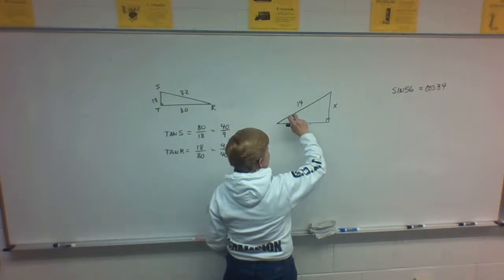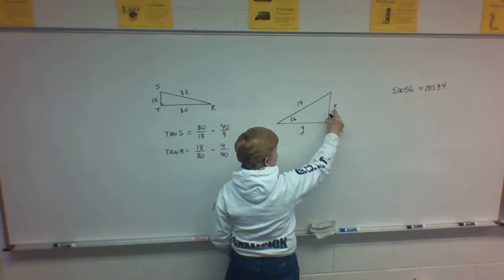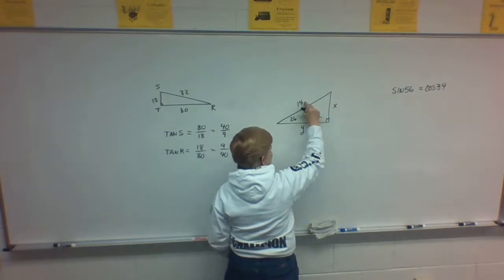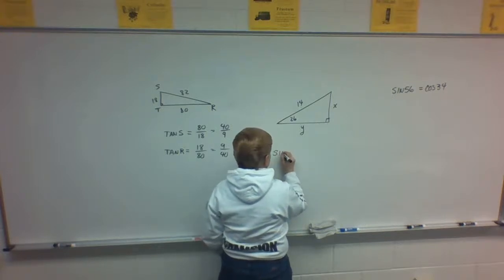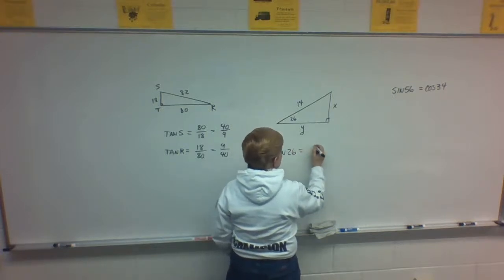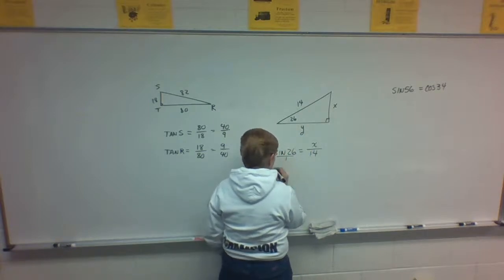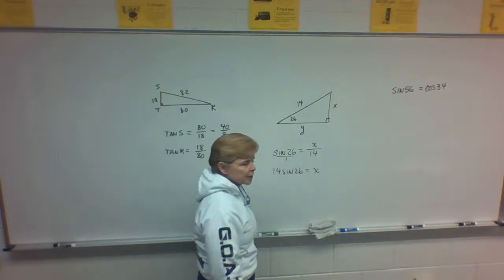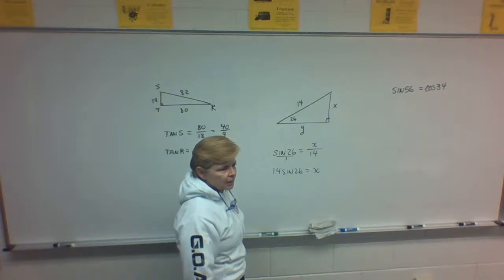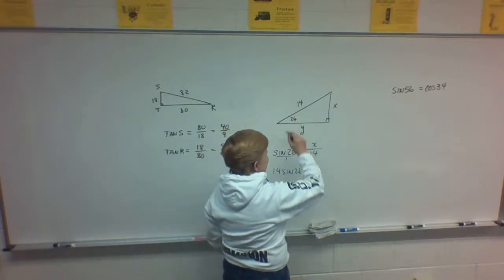The reason we chose sine is because with respect to this angle, and I'll always say that, with respect to this angle, the one that we want to know is opposite. The one that we do know is hypotenuse. And OH, opposite over hypotenuse, belongs to sine. So we would say sine of the angle equals x over 14, because that's opposite over hypotenuse. Cross multiply, 14 sine 26 equals x, and we have x as soon as we calculate it. Did I go too fast for anybody?